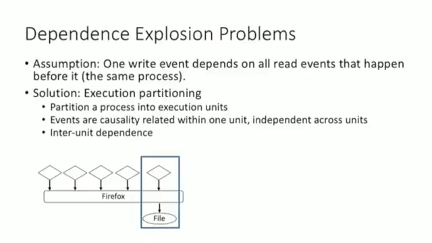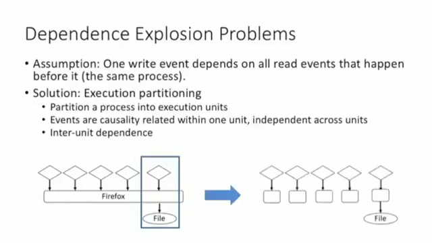But if you use a traditional approach, the write event will depend on all the previous socket reads, and the graph looks like this. Only one socket is a true source, and all the others will be bogus. The idea of execution partitioning is to partition Firefox into individual execution units, so each unit just handles one socket. So when you do the backward analysis from the file, you only trace to one socket, and the dependence won't propagate to previous sockets. That's the basic idea.